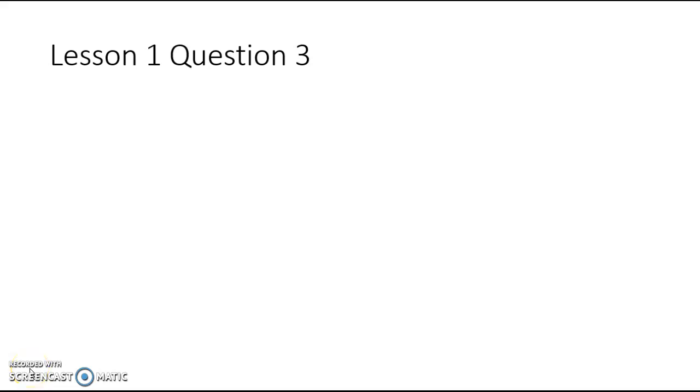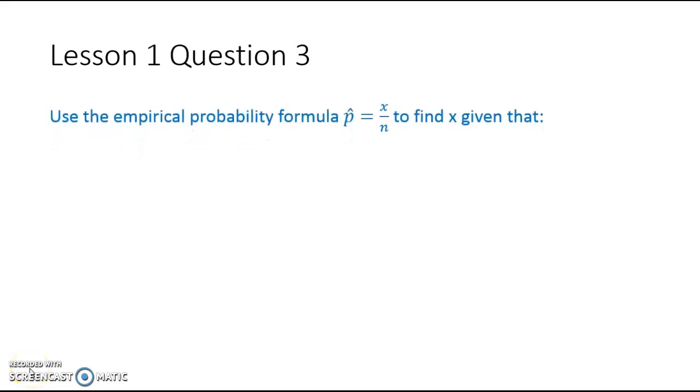Lesson 1, Question 3. Use the empirical probability formula p hat equals x over n to find x given that, and then we're also given this hint that if p hat equals x over n, then that means x equals n times p hat. So we're just multiplying both sides of that formula by n.